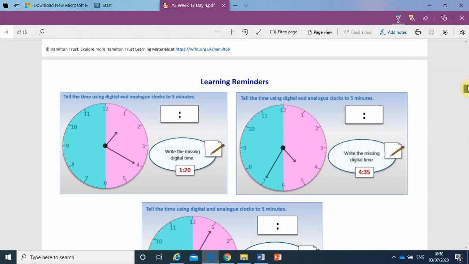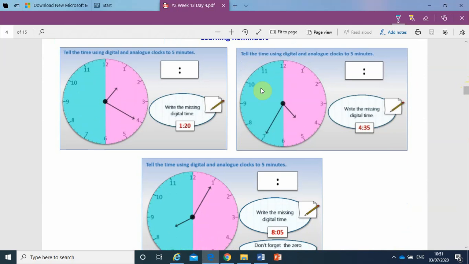So here's some examples where you're going to be able to do this one. The analog clock. So I'd look at the minute hand first. So it's at the 4, 5, 10, 15, 20. Okay, 20 minutes past the 1. So 1:20 or 20 minutes past the 1.